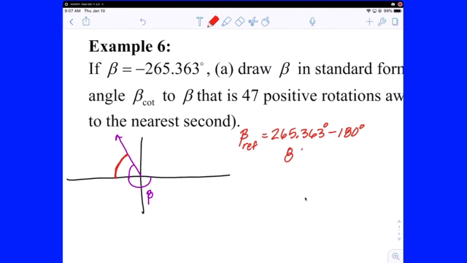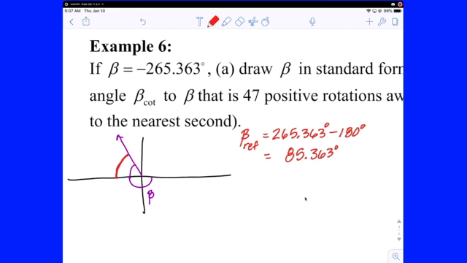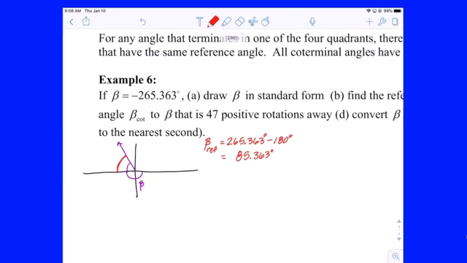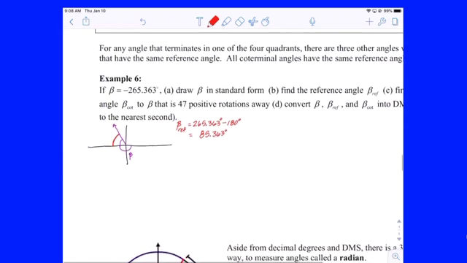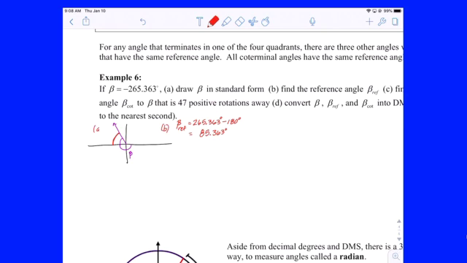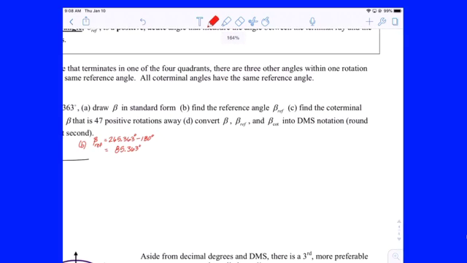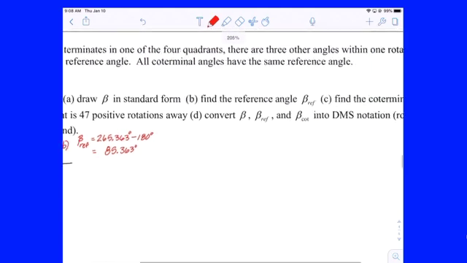So it was 85.363. Now, before you walk away, ask yourself, is that angle that I'm reporting as the reference angle positive? Yes, okay. Is it also acute? Yes, okay, good. If you report a negative reference angle, it is automatically wrong. Same thing if you report an obtuse reference angle. Okay, so there's the reference angle. And that's part B. I guess we should label that part B. This is part A.